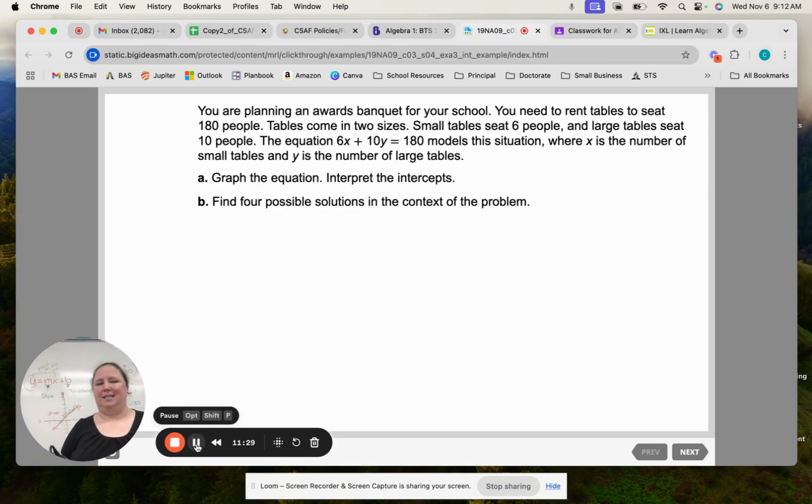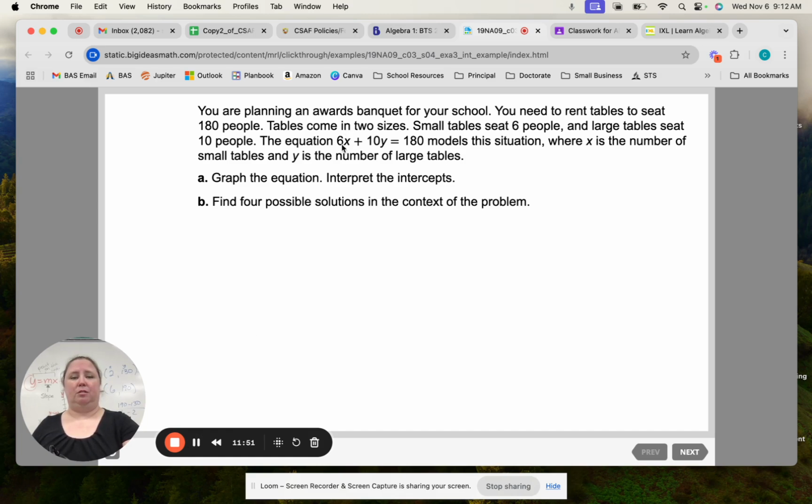Let's do our last example. Example 3, real life problem. This is how you can apply this to your life. All right, you're planning an awards banquet for your school. I do this every year. You need to rent tables to seat 180 people. Tables come in 2 sizes, small tables that seat 6 people and large tables that seat 10 people.